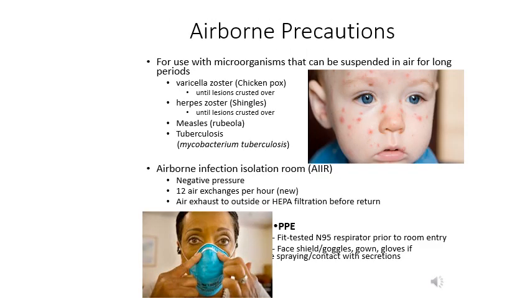So airborne precautions are going to be used for the microorganisms that can be suspended in the air for a longer period of time. So your varicella virus, the chicken pox, the herpes zoster, which is your shingles, the measles, and the tuberculosis. Those are kind of the most common. And when I say most common, I mean they're not common, but they would be the ones that we may see or have exposure to that would be placed in airborne precautions.